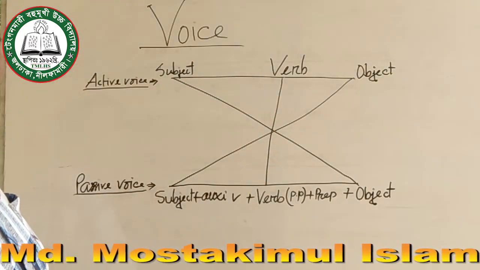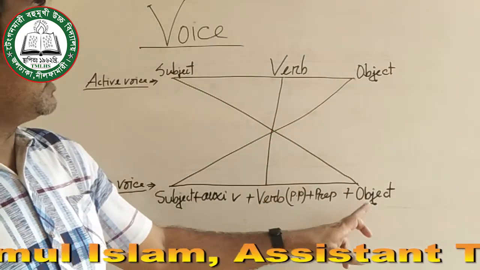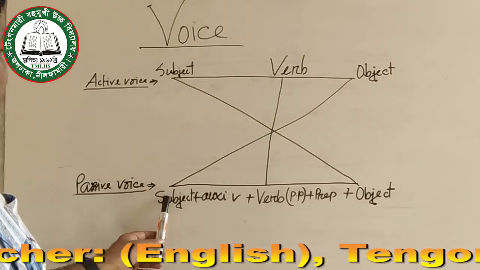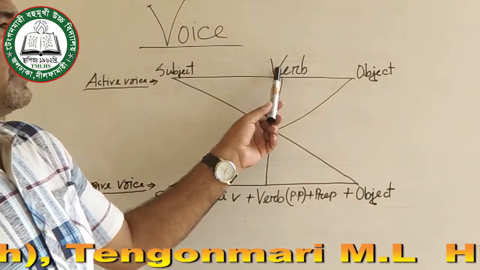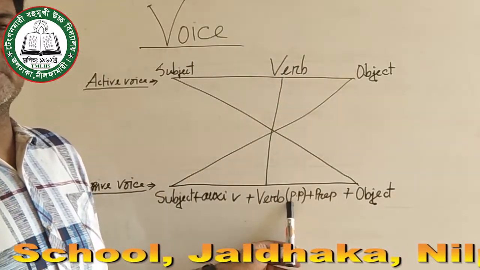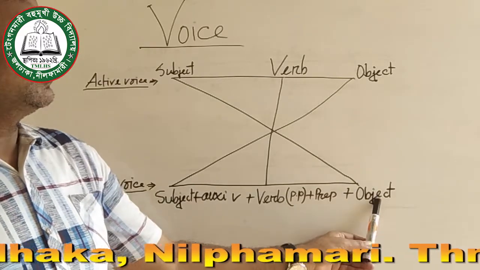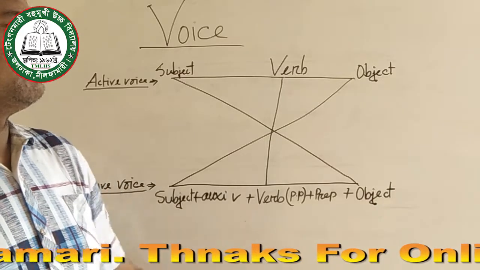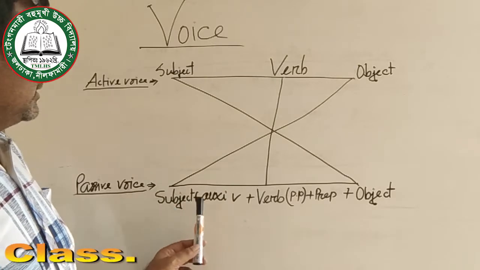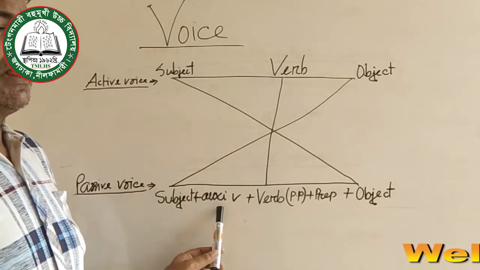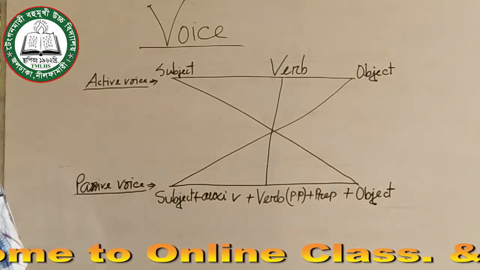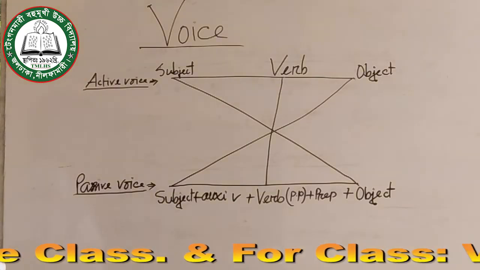My dear student, again look at here. The subject of active voice becomes the object of passive voice. The object of active voice becomes the subject of passive voice. Here the verb or principal verb must be PP or past participle or V3. Before the object of passive voice, a preposition will be set up, and after the subject of passive voice, an auxiliary verb will be used according to tense.